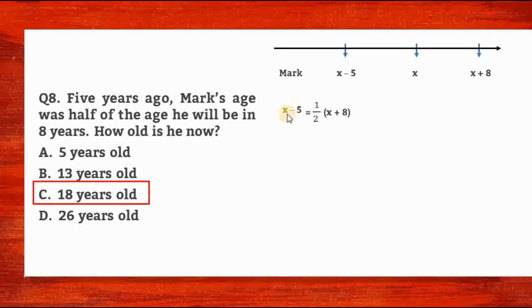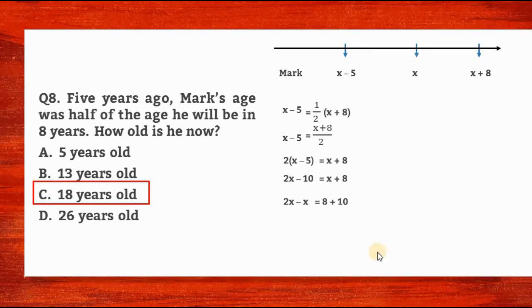This means that Mark's age 5 years ago is only equal to 1/2 of Mark's age in 8 years. So we solve for x, we distribute 1/2 to x and 8, thus we get x plus 8. Then we cross multiply x minus 5 with 2, thus we get 2 quantity x minus 5 is equal to x plus 8. We distribute 2, get 2x minus 10 is equal to x plus 8. Then we combine like terms, we get 2x minus x is equal to 8 plus 10. Solving further, we get x is equal to 18. The question is, how old is Mark now? And Mark's age at present is just x. Thus we say that Mark is 18 years old at present.